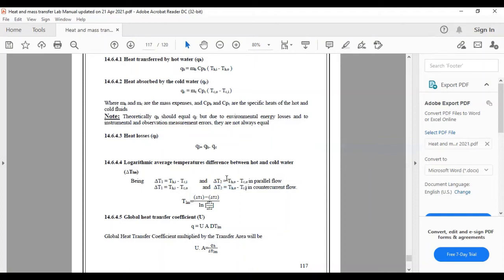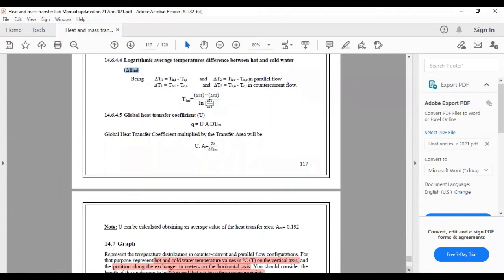Whether it is parallel flow or anti-parallel flow, we will use the values of delta T1 and delta T2 in this formula: delta T1 minus delta T2 over log of delta T1 over delta T2. So we will get the value of TLM, that is the logarithmic mean temperature difference, LMTD. Basically this TLM is delta TM. Now finally, the formula for heat transfer is Q equals U A delta T.